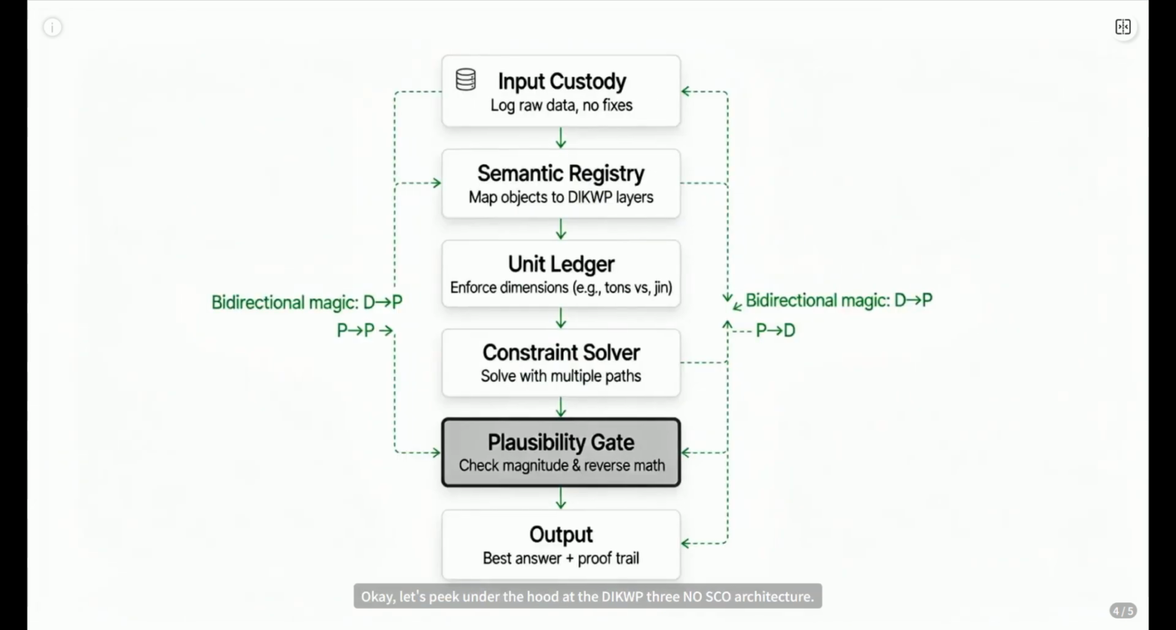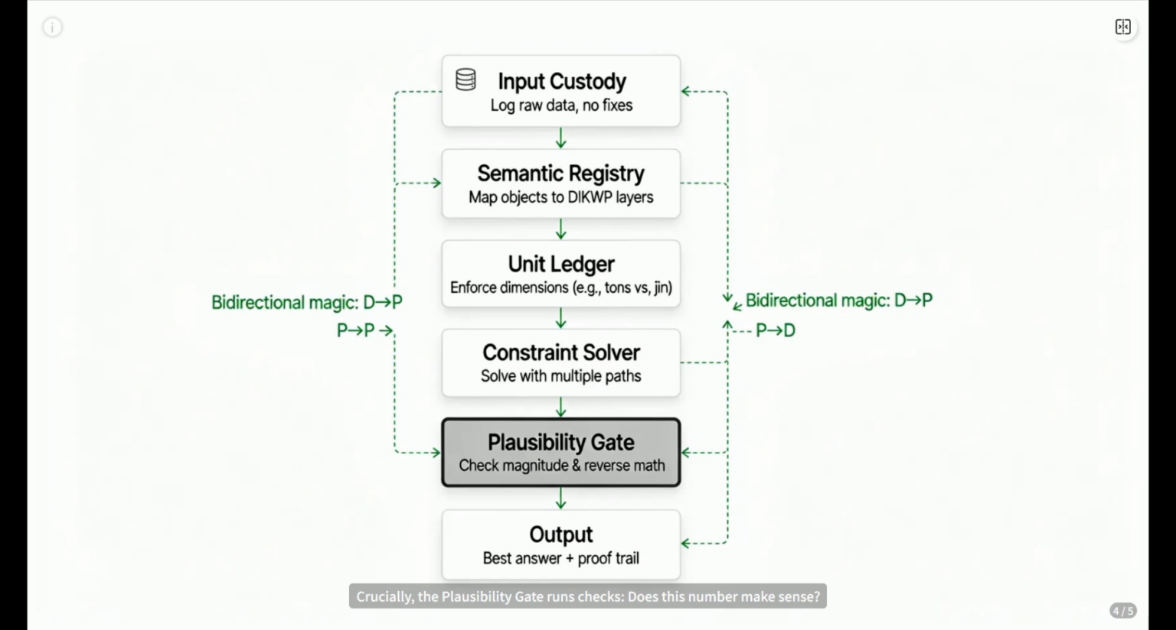Okay, let's peek under the hood at the DIKWP architecture. Imagine it as a highly organized detective agency. First, input custody takes the raw clues, no matter how messy. Then, the semantic registry sorts these into meaningful objects, linking them to their DIKWP properties. The unit ledger acts as the strict rule keeper, ensuring all measurements play nice. The constraint solver then uses the knowledge base and the user's intent to figure out possible answers.